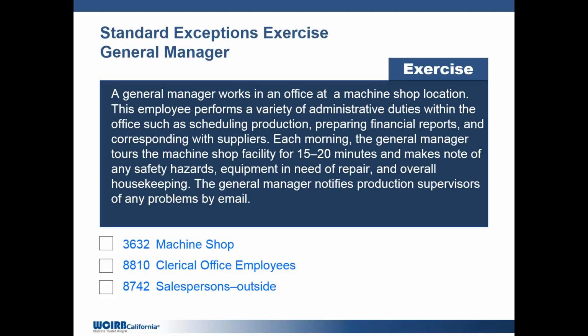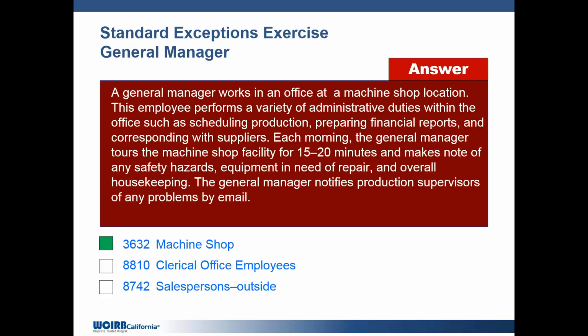Okay, our results are showing that most of you, 56%, concluded that this general manager belongs in the machine shop classification. That's great. That is the correct answer here. Although this employee may spend most of their time in the office, they do have some job responsibilities that take them into the machine shop, and that's the key here. Part of their job requires that they're going into the machine shop. He's responsible for noting safety hazards, equipment in need of repair, and so on. That's part of his job. Because that's part of his job and it can't occur within the office, he is correctly assigned to the machine shop classification.